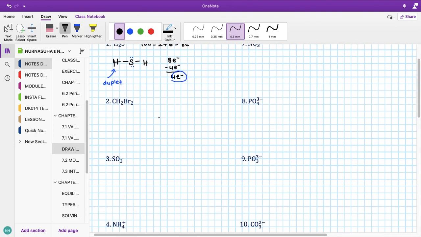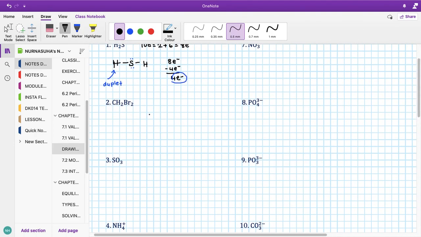So next is CH2Br2. So the total valence electron, okay, carbon 4, hydrogen 2, bromine 7, but there's 2 bromine over there, so 14 electron. So altogether is 20 electron.